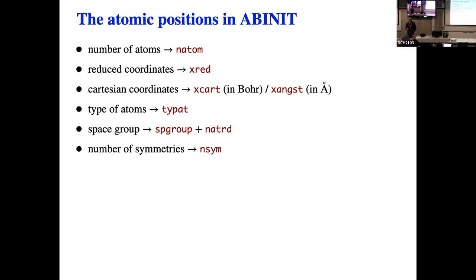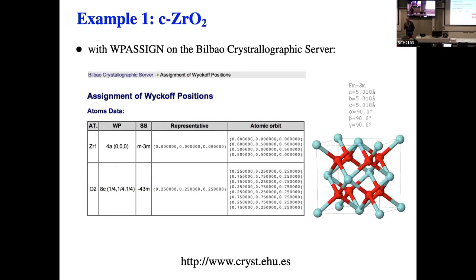You can specify the number of symmetries, and then you can specify the symmetry operation thanks to the symmetry matrices. But if you don't know the space group, the code will find it for you. As an example, this is zirconia, cubic zirconia. So that's an FCC system. You see the space group is Fm-3m.